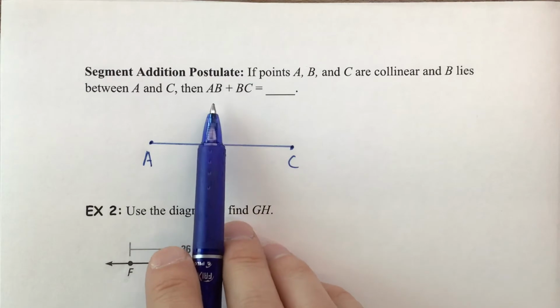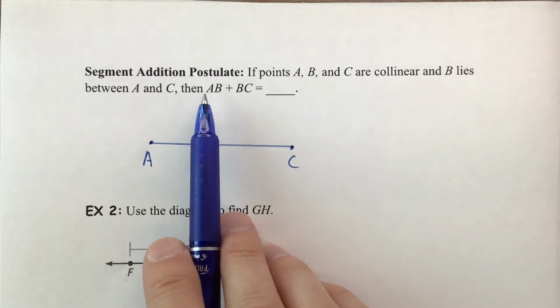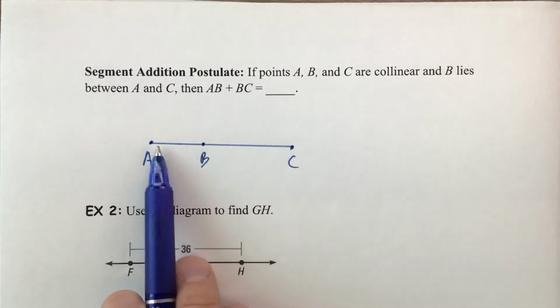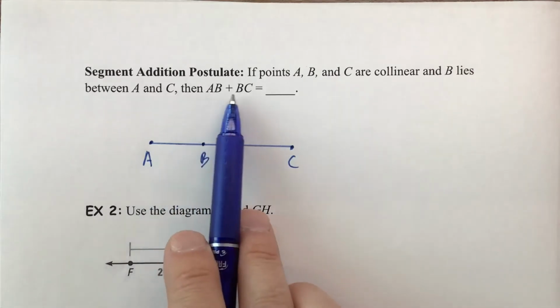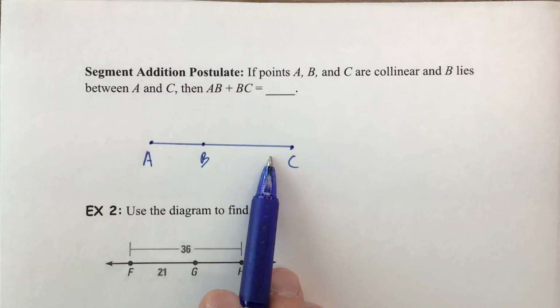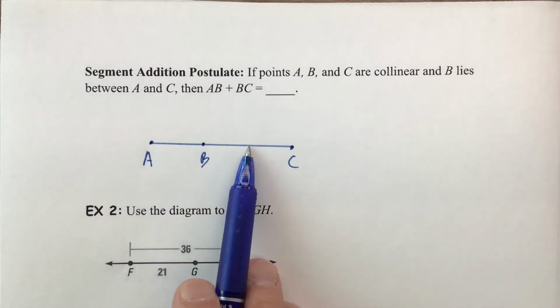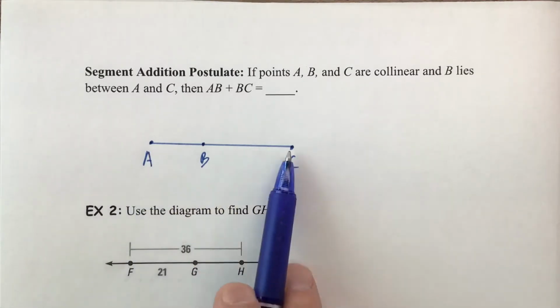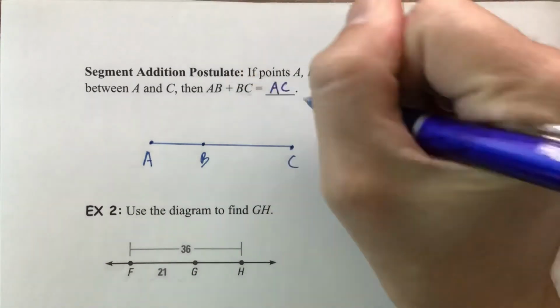All right, and our postulate says that if you take the distance from A to B, which is the length of that segment there, if you take that one and you add it to the distance from B to C, that would be equivalent to, well, that segment and this segment together, the distance all the way from A to C. So it'd be equal to AC.